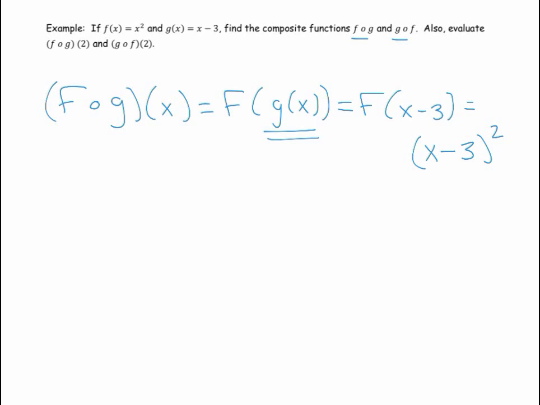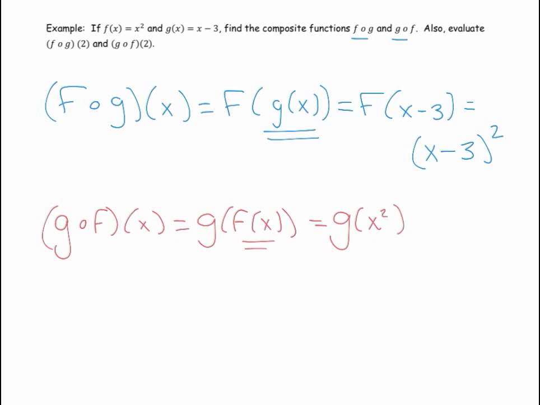Now let's do g of f of x, which is written as g of f of x. And this time, we're going to input f of x into g. So what is f of x? f of x is x squared. So this is g of x squared. And then g takes inputs and subtracts 3. So in this case, it's going to take x squared and minus 3. So there's g of f of x.